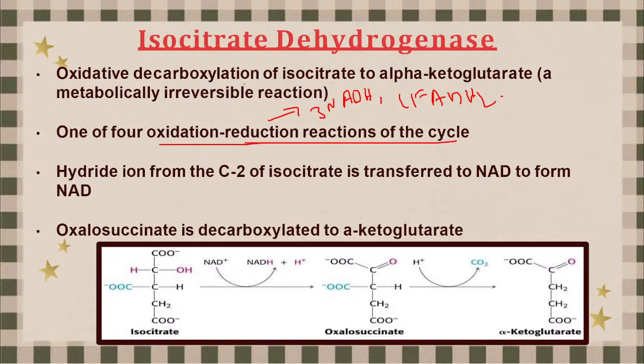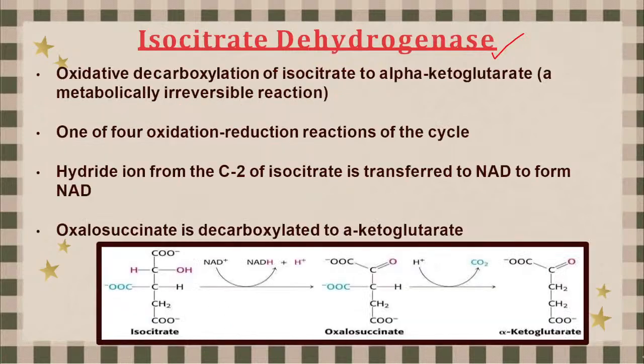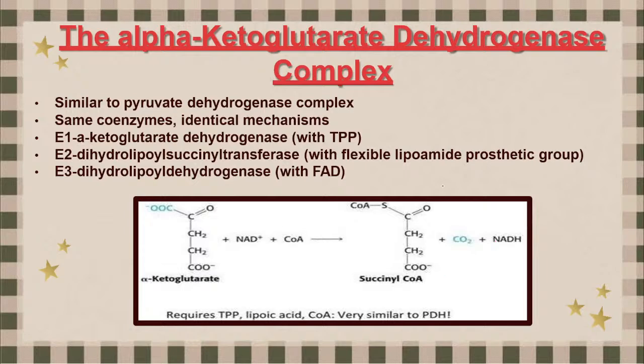So, among those 4, the first oxidation reduction reaction is what, friends? Isocitrate dehydrogenase enzyme. Don't get confused with that particular point. So, tell me finally what we have done. We have converted isocitrate to alpha ketoglutarate, which is a 5 carbon containing compound. Now, friends, another very important one, which is the second oxidation reduction reaction, right?